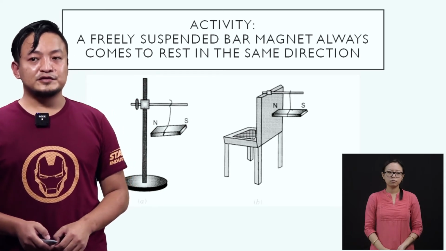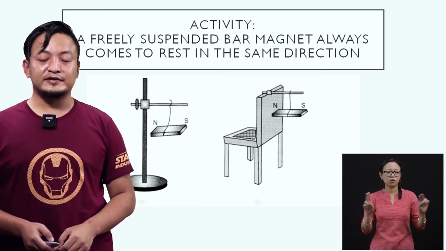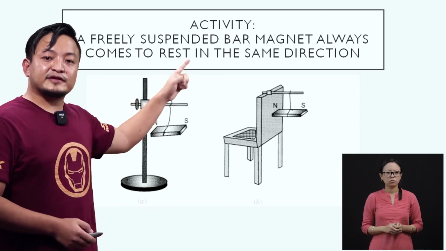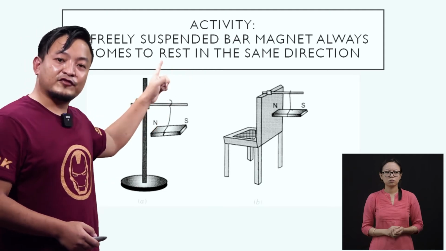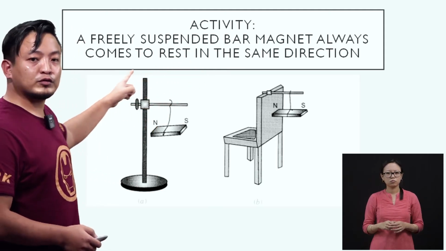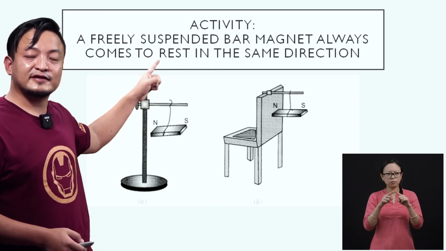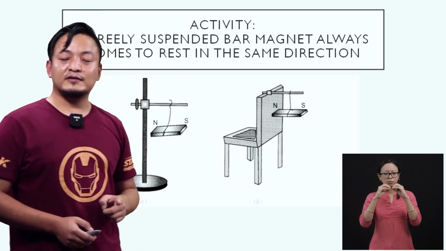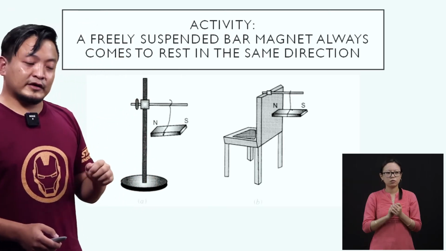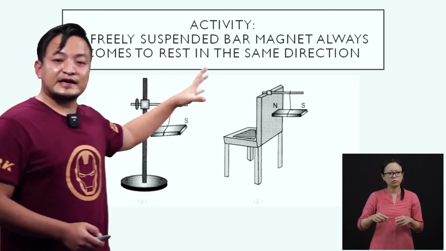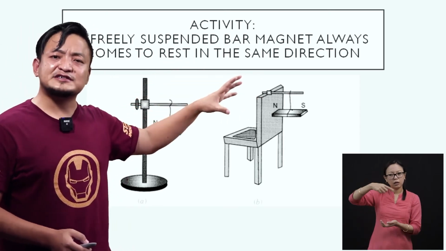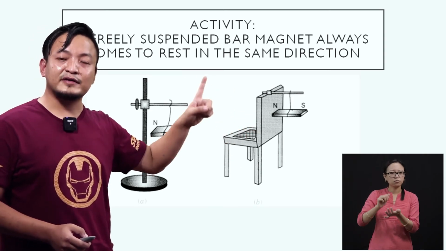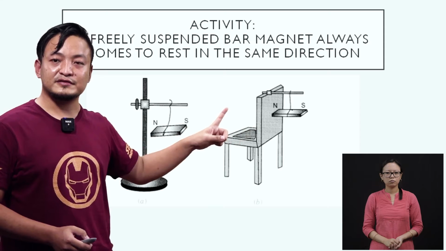Okay, now students, we will see another activity. A freely suspended bar magnet always comes to rest in the same direction. So we will prove this one. According to this activity, if we freely suspend a bar magnet, it always comes to rest in the same direction and same position.